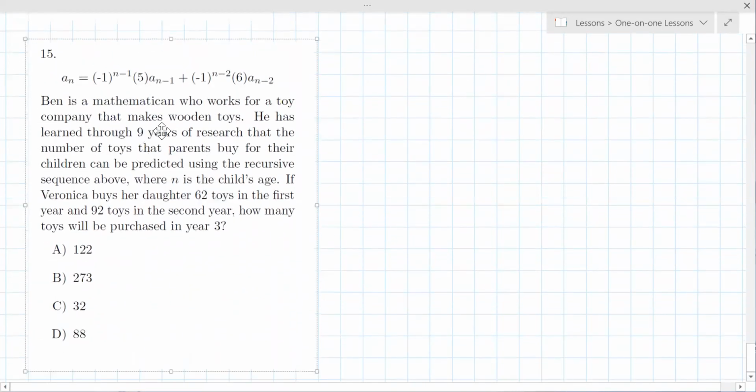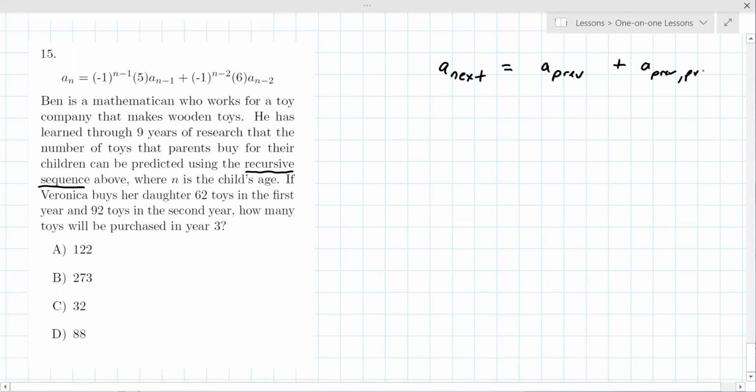All right, so Ben is a mathematician who works for a toy company that makes wooden toys. He has learned through 9 years of research that the number of toys that parents buy for their children can be predicted using the recursive sequence above, where n is the child's age. So let's just talk about what a recursive sequence is. The next term equals something about the previous term, but could also have something to do with the term before that. Like there's no limit to it. Recursive means it depends on something from a prior step. So in this case, if n is the current, n minus 1 is the one before it, and n minus 2 is the one before that.